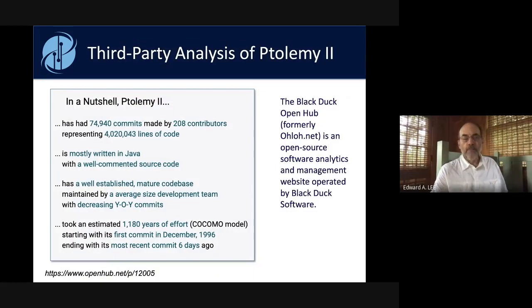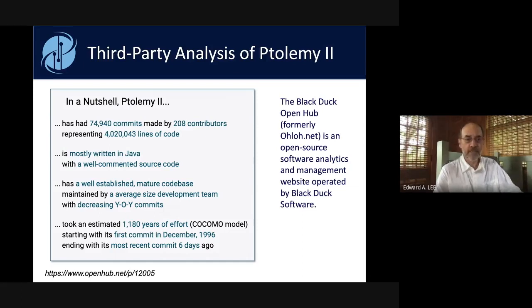To give you a sense of just how hard it is to give a brief presentation of it, the software, according to this Black Duck website that does automated analysis of open source software, I just checked this 2 days ago.